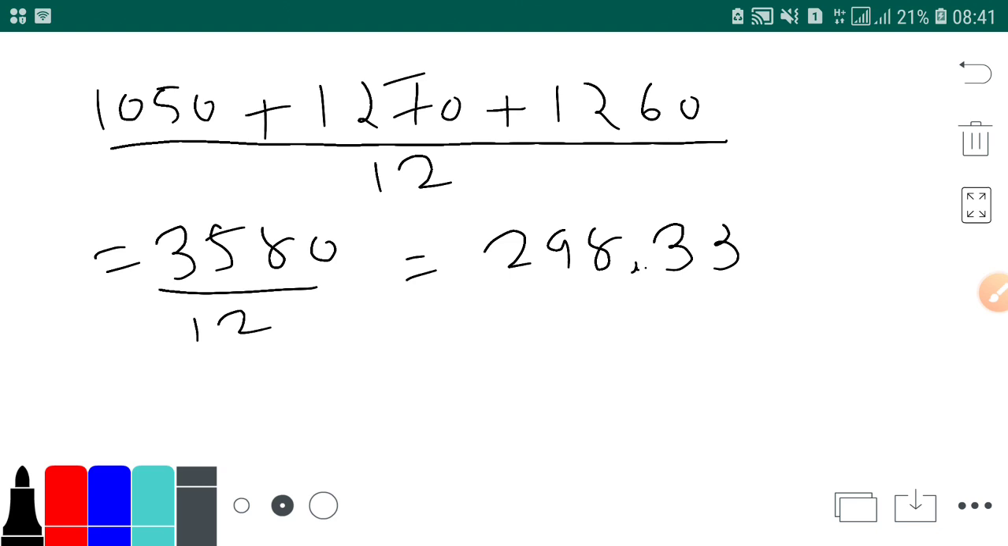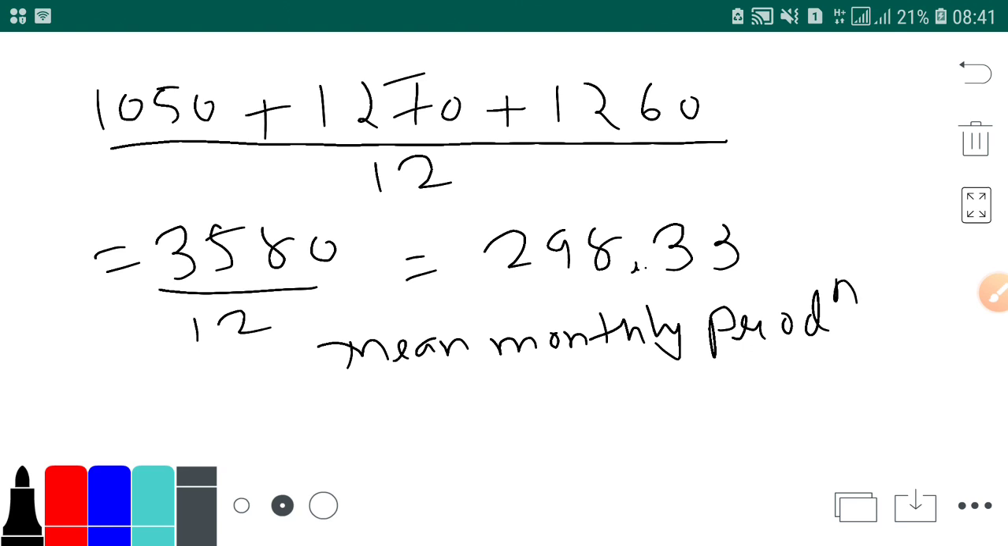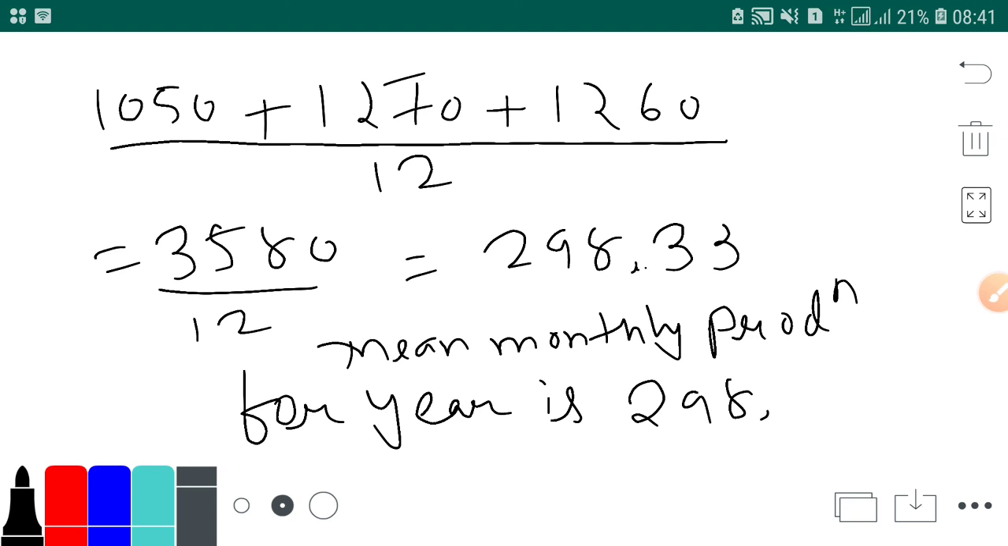Now what is this 298.33? It is mean monthly production. Yes, so you have to write: mean monthly production for whole year is 298.33. This sentence is important. Obviously you should be writing like this, that means monthly production is so and so.